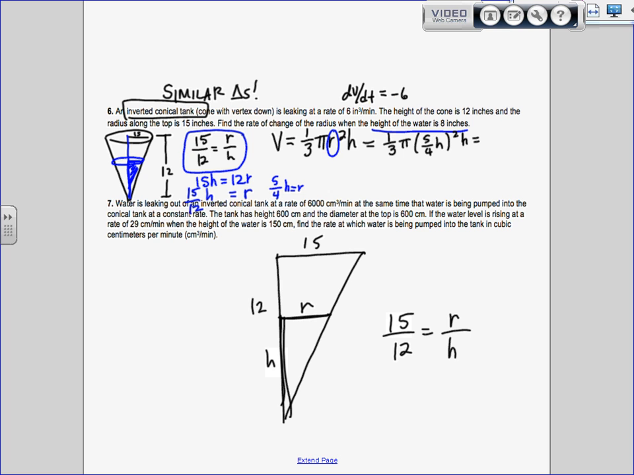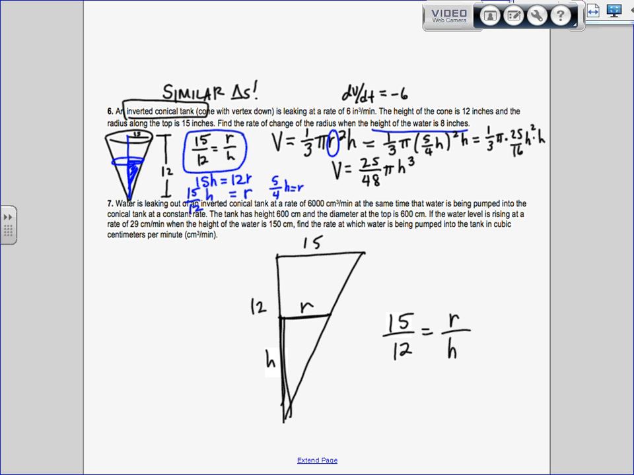It's a little messy along the way, but the derivative is going to be so much easier. So I'm going to square my 5 over 4 h. I'm going to have 1/3 pi times 25 over 16 h squared times h. So my volume equation is 1 times 25 over 3 times 16, so 25 over 48 pi h cubed. You with me? Now can you take the derivative?